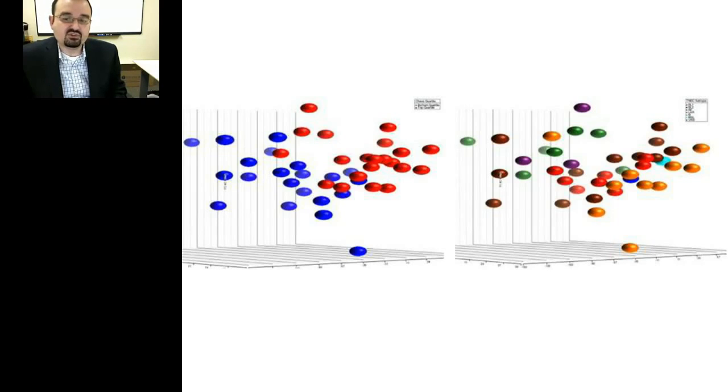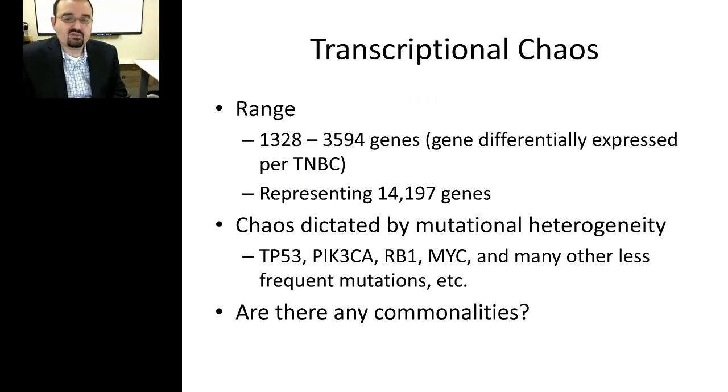And what we saw was a correlation between the burden of the number of non-silent mutations of TCGA translating into the number of differentially expressed genes in transcriptional chaos. What also was further interesting was how this transcriptional chaos actually explains overall global transcriptional heterogeneity.